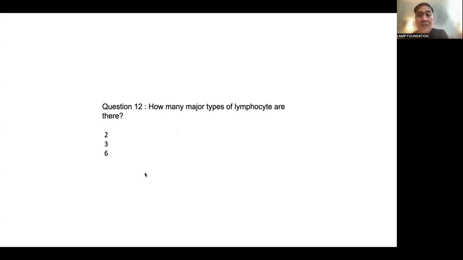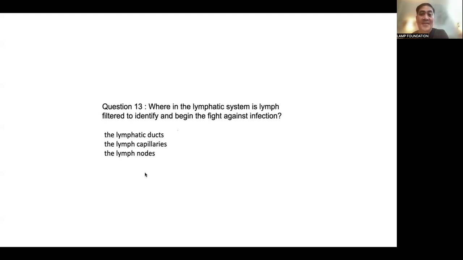What is it within lymphatic vessels and organs that acts to defend the body against disease? Lymphocytes. How many major types of lymphocyte are there? There are 3. Where in the lymphatic system is lymph filtered to identify and begin the fight against infection? Lymph nodes. What are lymph nodes in Tagalog?